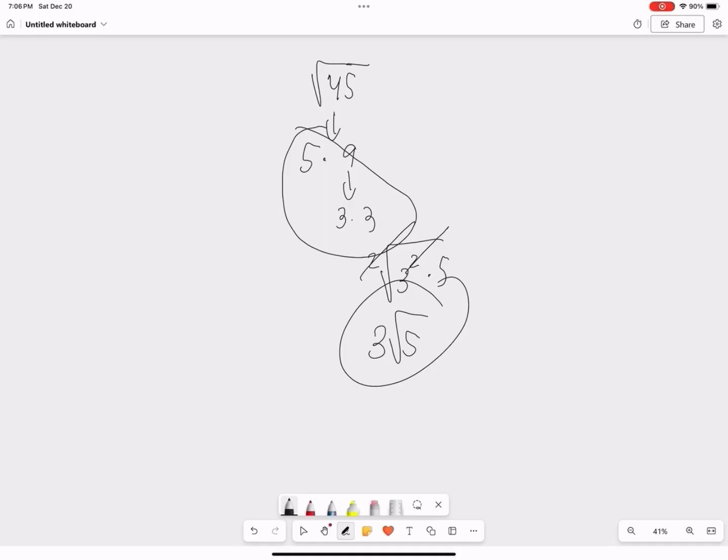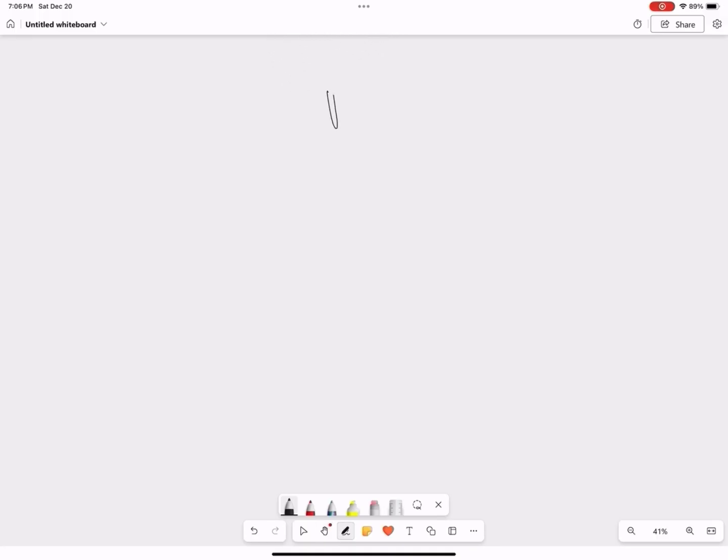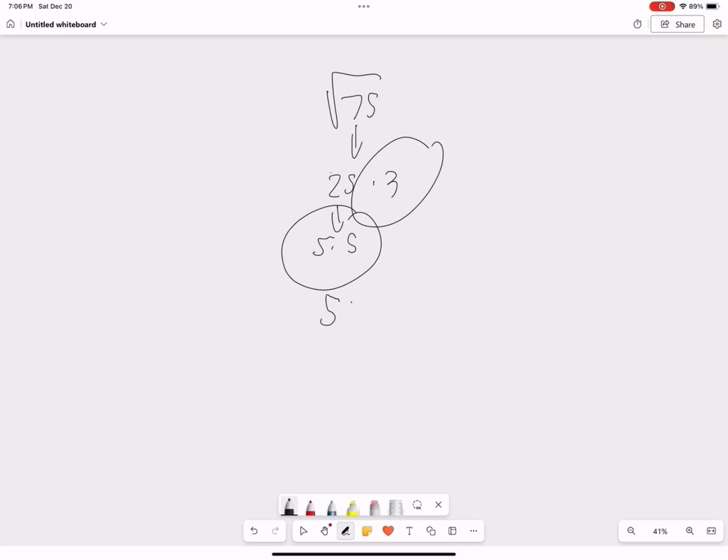So let's do another one. Let's do the square root of 75. So what's 75? We can do 25 times 3 is 75. Then we can break this down to 5 times 5. Now this is a pair, this is not a pair. So then this just becomes 5 times the square root of 3. And you can always check this because if you do the square root of 75 in your calculator, you get approximately 8.6. And if you do 5 times the square root of 3, you get the same thing. So that means you did it right.